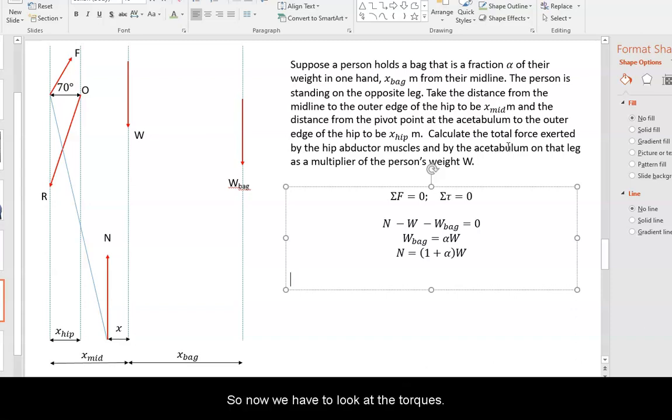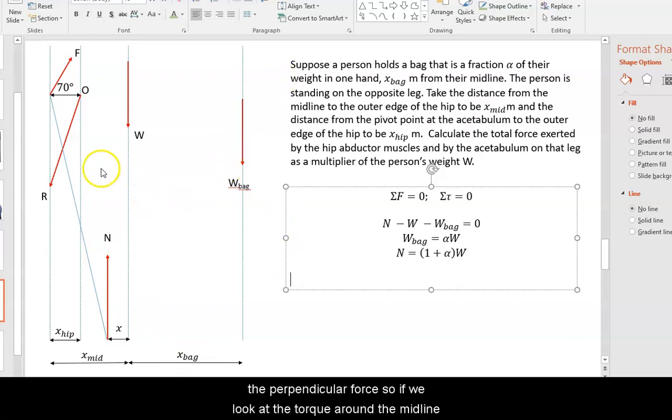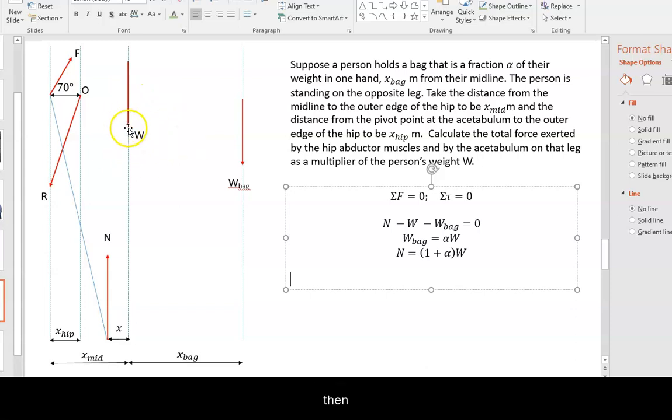So now we have to look at the torques, right? Let's look at the torques. If we look at the torques, let's say around the midline, torque is again force times distance, and we only need the perpendicular force. So if we look at the torque around the midline, then the W here doesn't contribute at all. It's just the normal force and the weight of the bag.